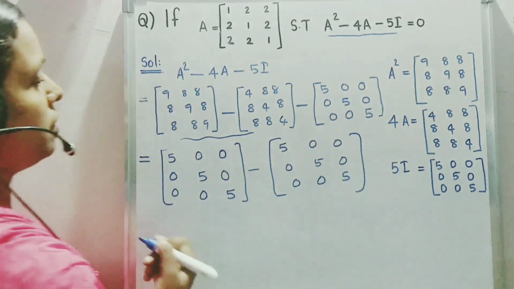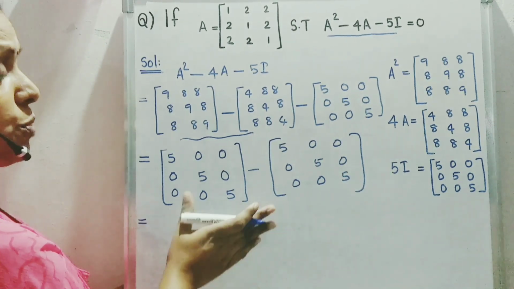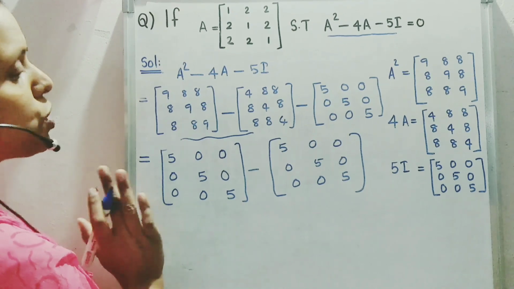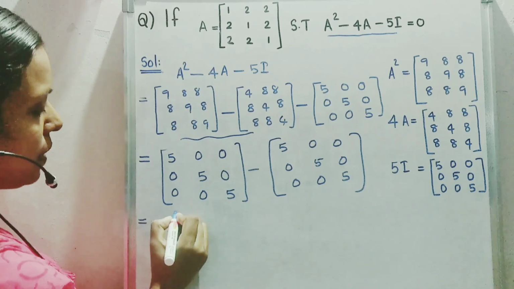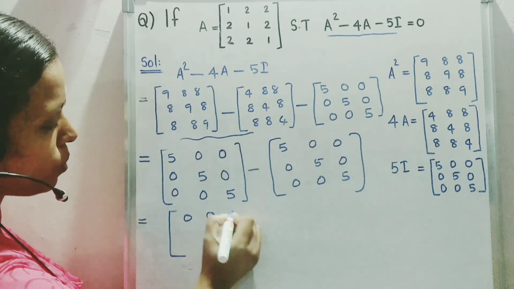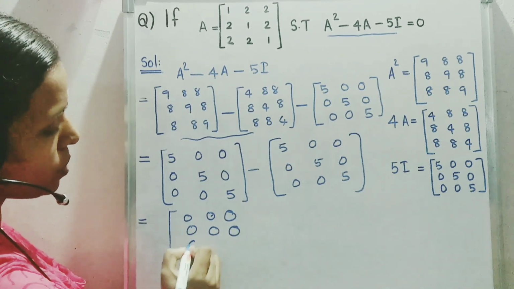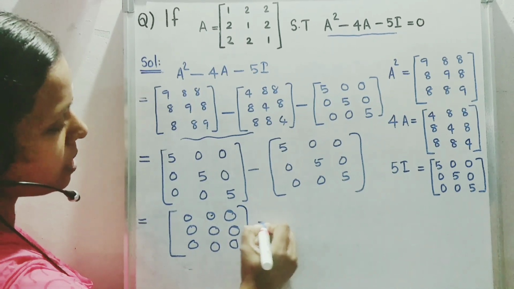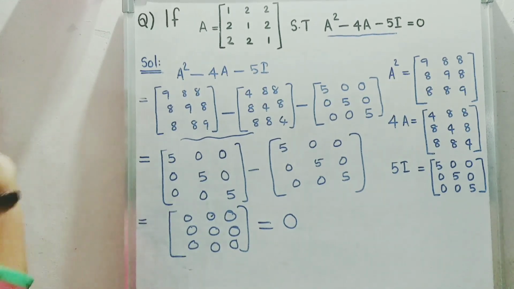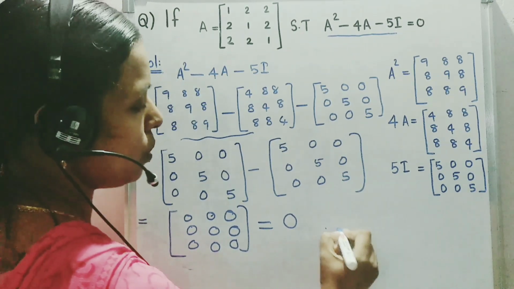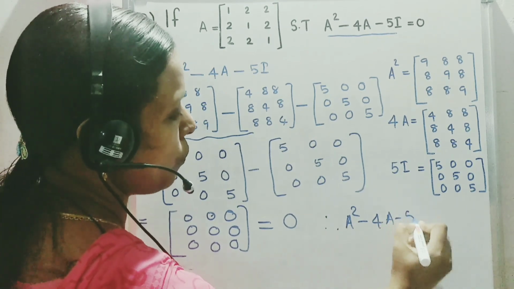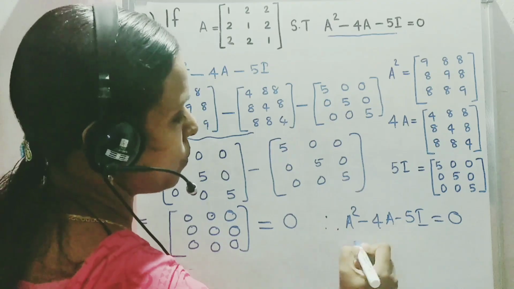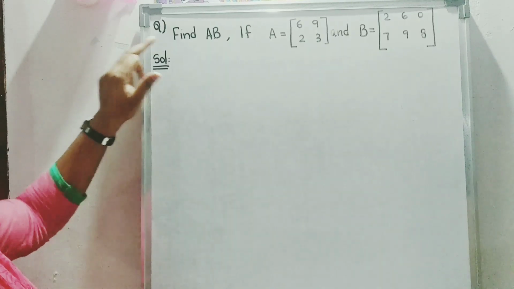Then subtract. Next we subtract these two matrices, we get the 0 matrix. That is 5 minus 5, 0, 0 minus 0, 0. Then we get the 0 matrix, 0 0 0, 0 0 0, 0 0 0. That means this is equal to 0. That means we get A square minus 4A minus 5I equal to 0. Therefore, A square minus 4A minus 5I equal to 0. Clear? Question is, find AB.